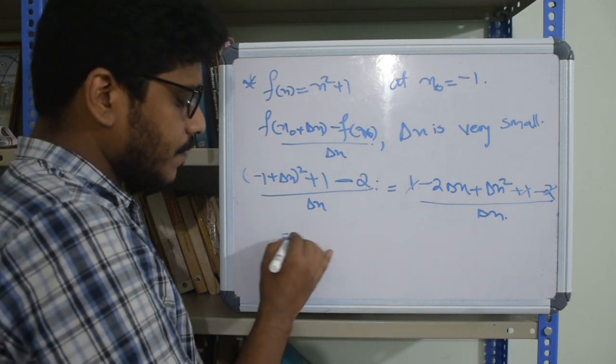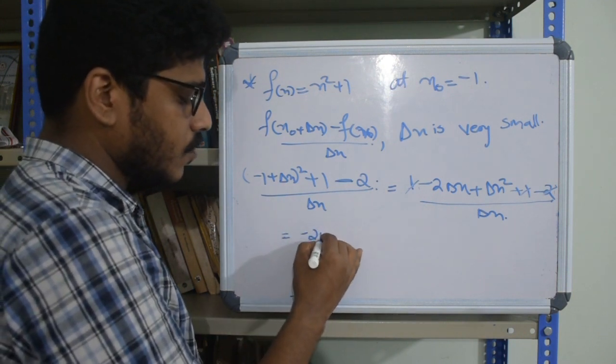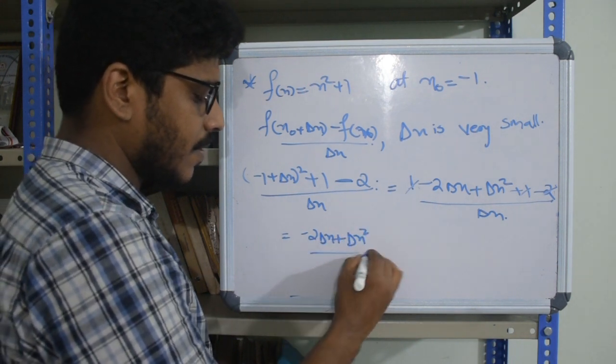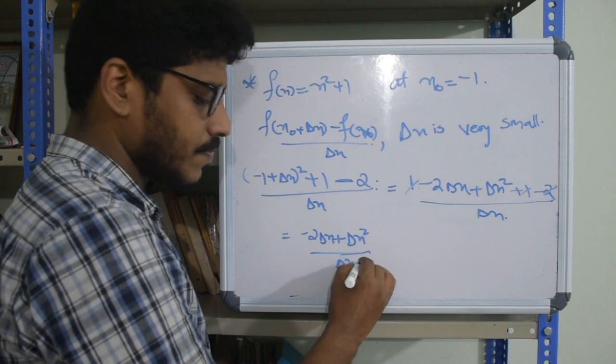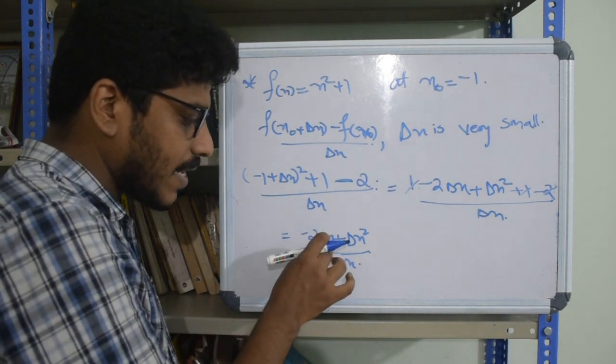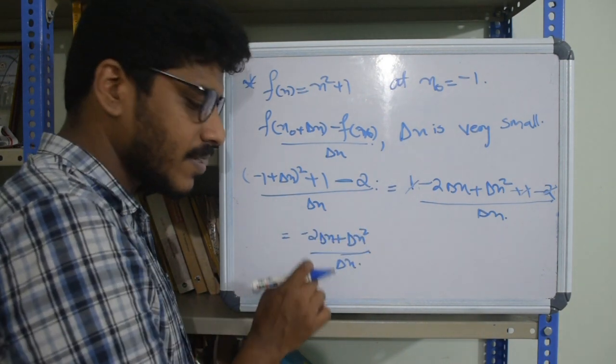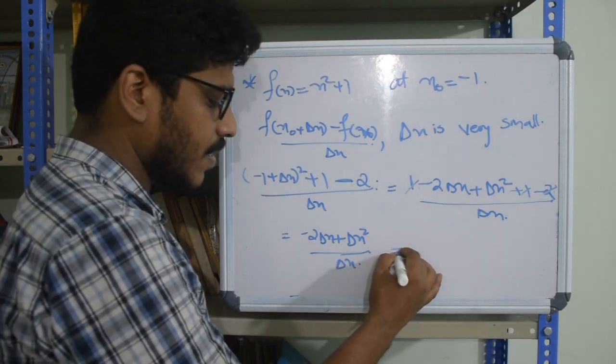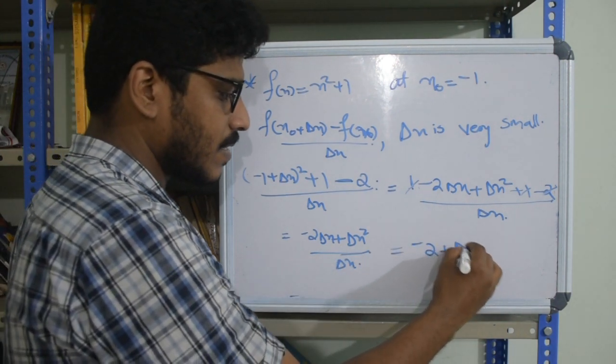So what is left out here? Minus 2 delta x plus delta x squared divided by delta x. So we can take out a delta x common from the numerator, and we can cancel that delta x with the denominator, which will give us minus 2 plus delta x.